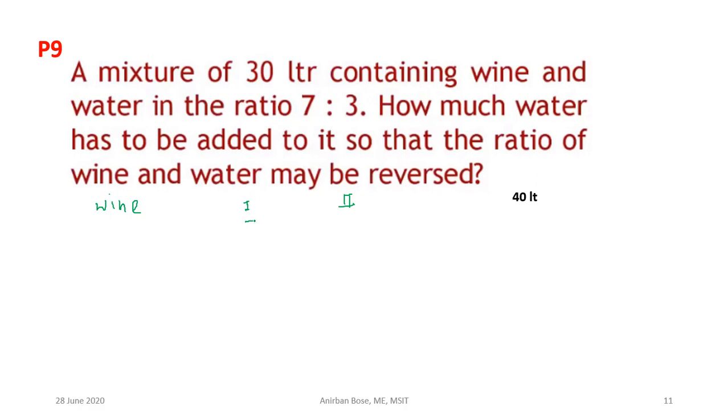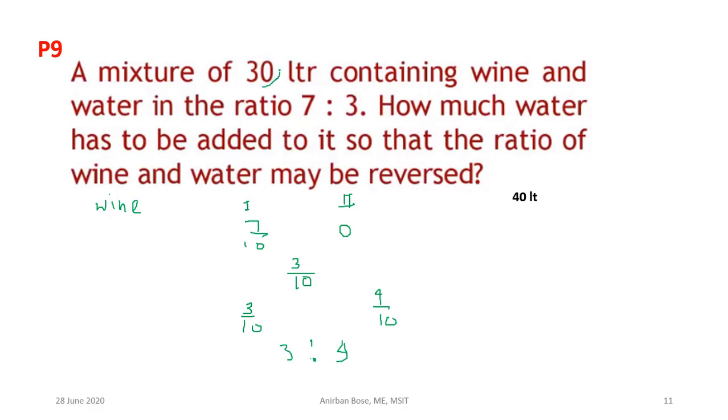So how much wine was there? 7 by 10. And type 2, that is the pure water. So how much wine was there? 0. The final ratio is just the reverse. So what is the final ratio? That is 3:7. That means what is the amount of wine? 3 by 10. Take the difference, 3 by 10, and this difference, that is 4 by 10. So what is the ratio? 3:4.